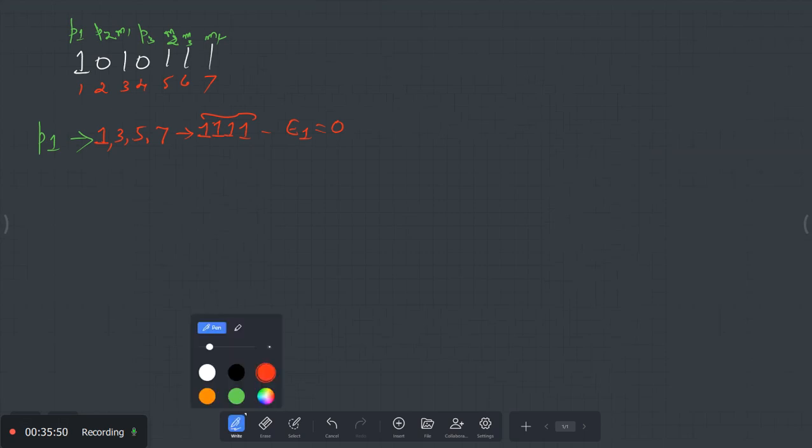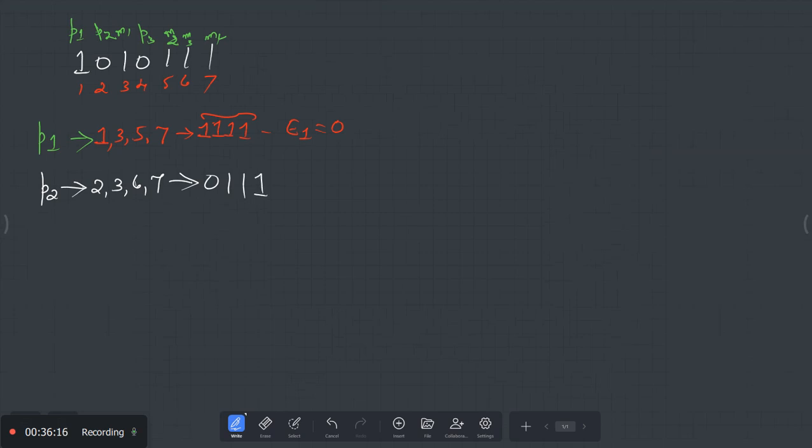Now do the same thing for P2. How do you get your P2? What are the combinations you have to see? 2, 3, 6, 7. What is there in 2? In 2 you have 0. In 3 you have 1. In 6 you have 1. In 7 you have 1. There is an error. That means your E2 is equal to? What is the question? Even parity. One minute, let me check the question.